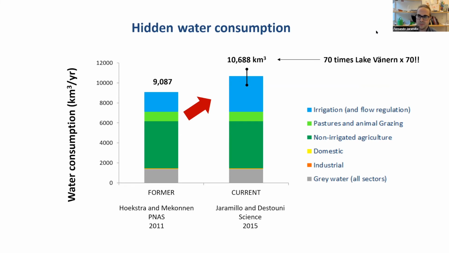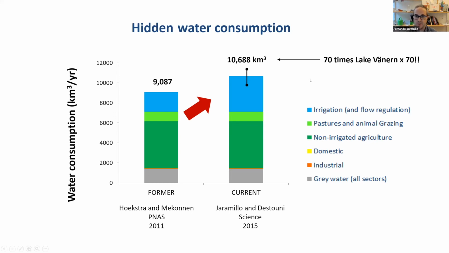And based on some studies that we did 6 years ago, we found that that was actually an underrepresentation of the real consumption of humans. So the real consumption of humans can go up to almost 11 cubic kilometers of water if you take into account all the water that is evaporating from all these reservoirs or from irrigation. And 11,000 cubic kilometers of water equals, more or less, so that you can see the volume, 70 times Lake Vänern in Sweden. So that's the water that humans consume every year.